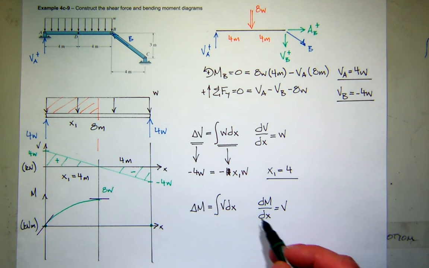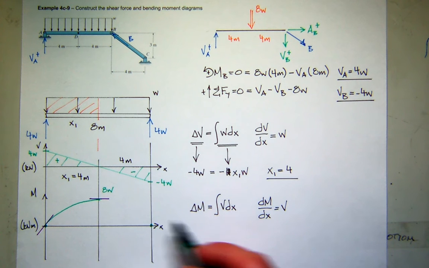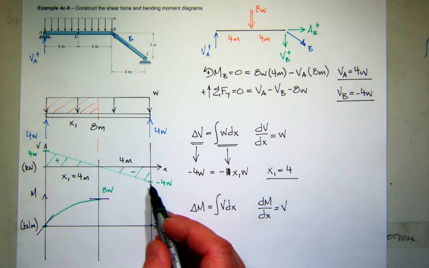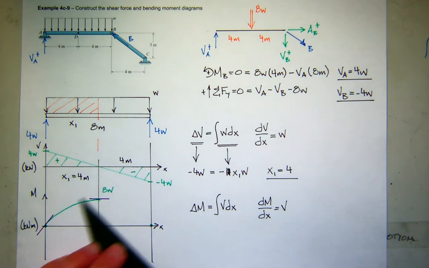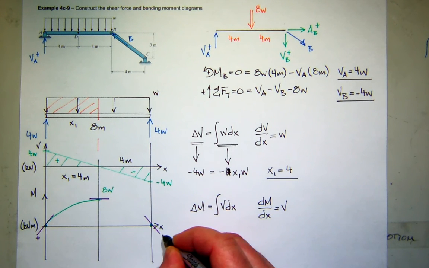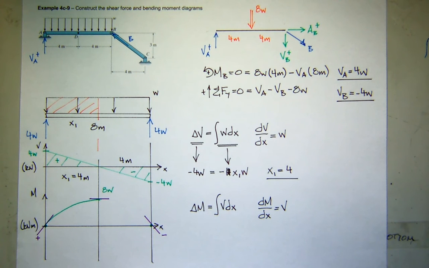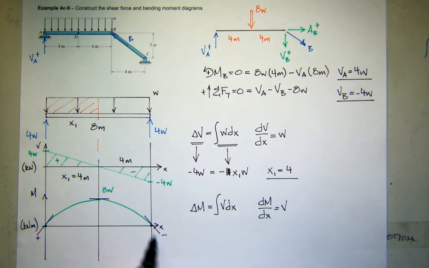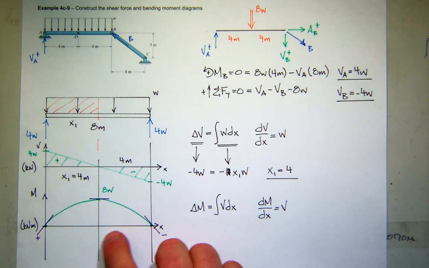And of course then the slope is equal to the shear. In this case, the shear starts off at 0 slope, and gets larger and ends up being a negative slope. So we started out with a positive slope, ended up with a negative slope. And then you can sketch that in. My graph may not look it, but that's a symmetric parabola. So what's the maximum moment in the beam? 8W, and it occurs in the center.